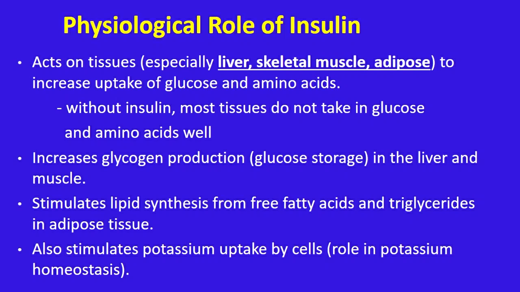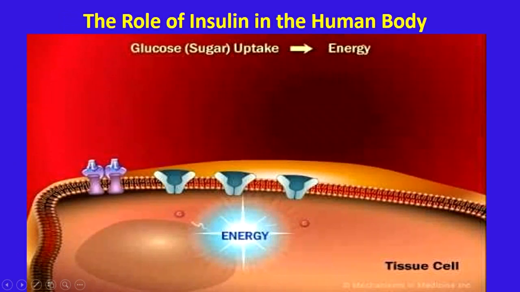In that way, the potassium level in the blood is also maintained in a very narrow range, because insulin is going to bring the potassium back into the cells. There's also a video here, but I won't be playing it.